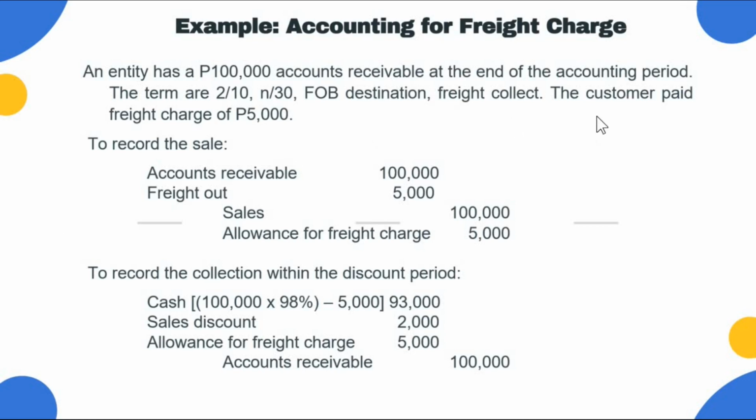So, again, this happens because look at the problem: an entity has 100,000 accounts receivable at the end of the accounting period. Tapos, the terms are 2/10, n/30 FOB destination freight collect. Since ang customer nagbayad ng freight charge, then we really have to recognize allowance for freight charge, especially that it's already month end. So, you have to take up in the books na meron tayong anticipated na allowance for freight charge. Meaning, meron kayo na-anticipate na nababayaran mo na freight charge. That is why ini-include natin yan dito.